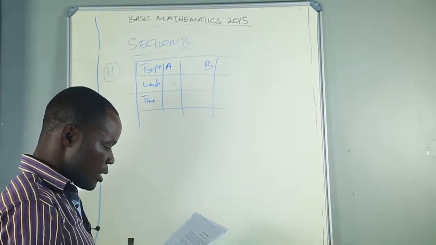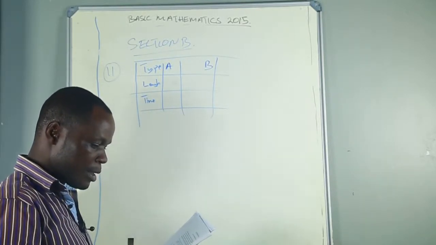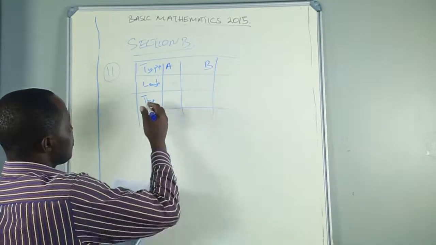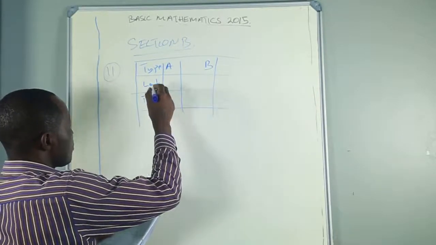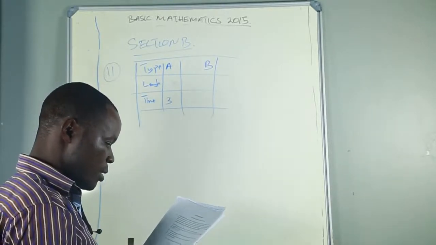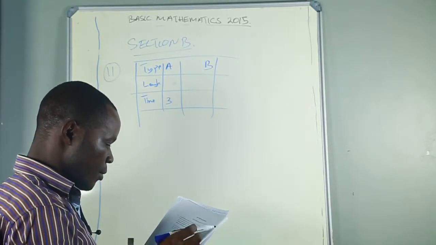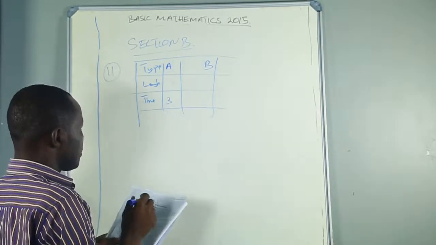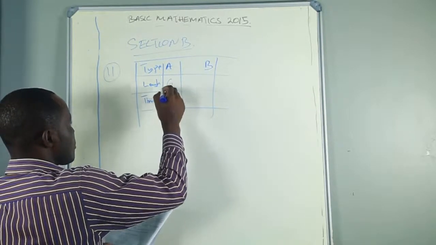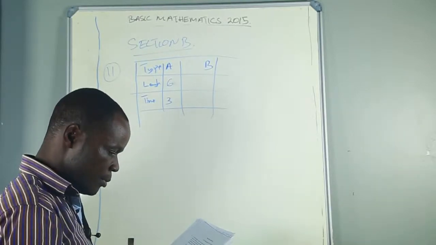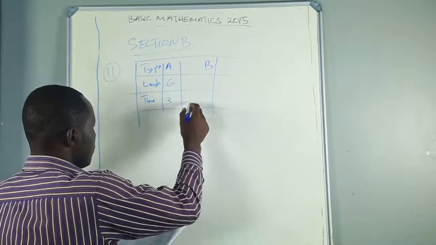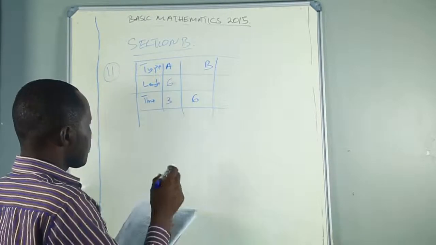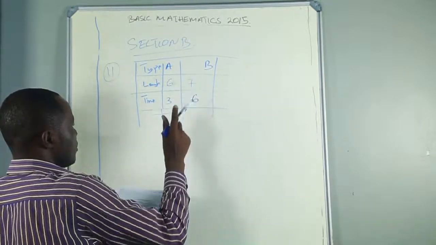Type A small industry makes two types of clothes, normally type A and type B. Each type A takes 3 hours to produce and uses 6 meters of material. Length is 6, type A. Type B takes 6 hours to produce and uses 7 meters. Here's 7 meters.